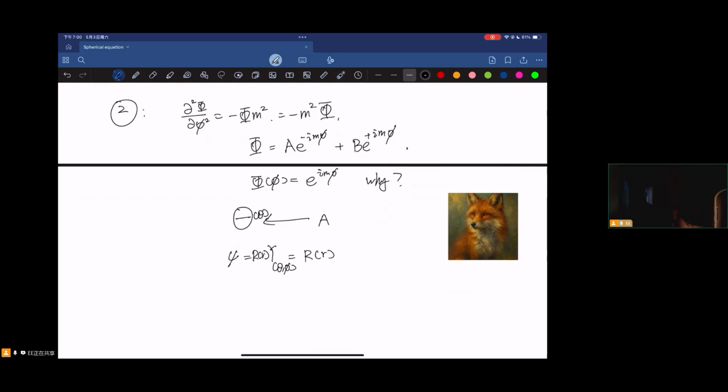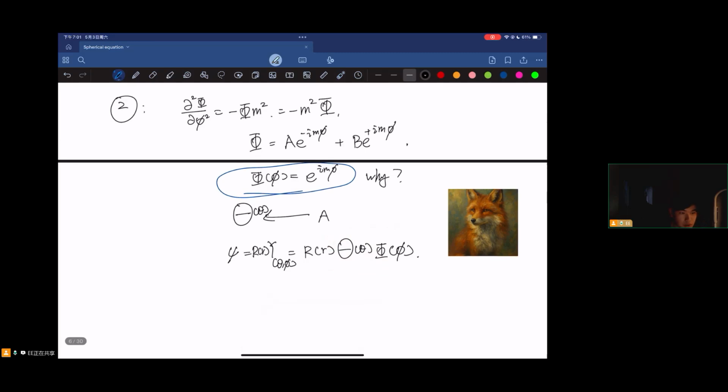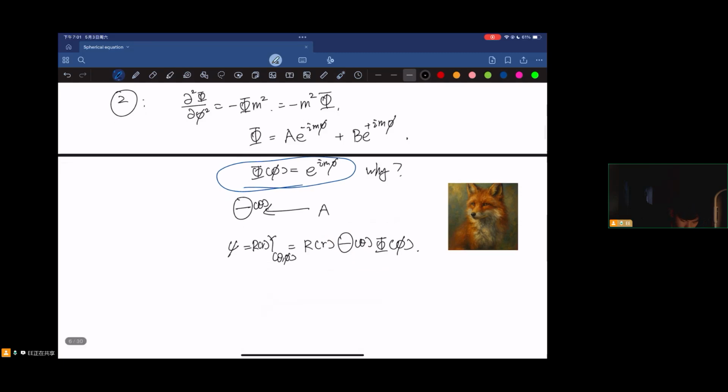And it's also equal to R(r) Θ(θ) Φ(φ). So if I have a constant A multiplying the big Φ, I can move the constant A into the big Θ. So I let big Θ absorb the constant. So now I have this as my solution. So now we've got the phi equation, and we have to deal with theta.